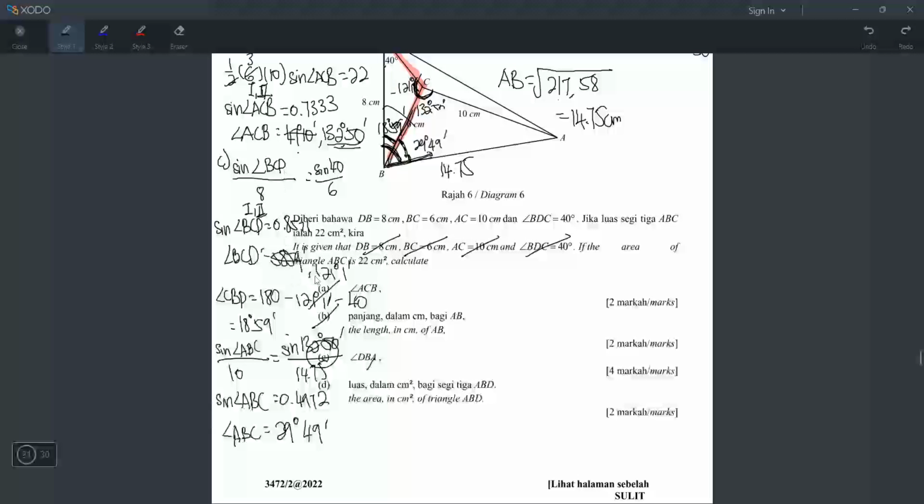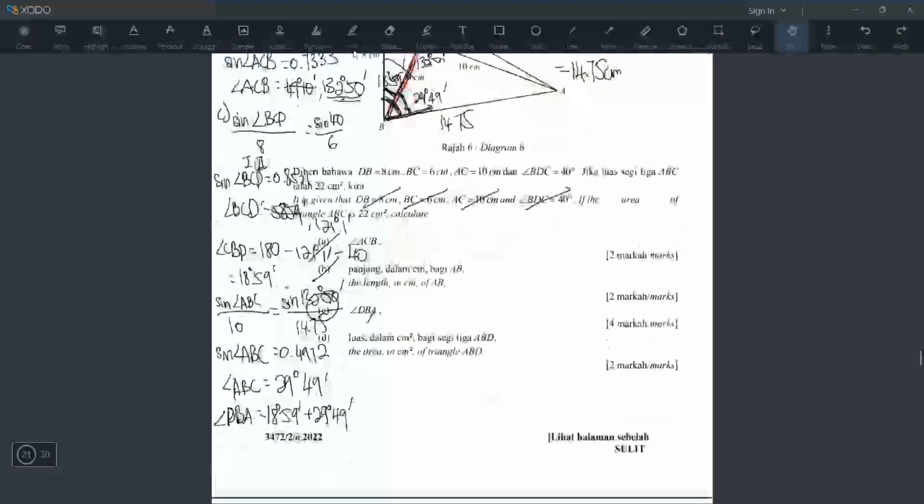Then why did I do that just now? Why did I take 180 minus just now? Because just now it was quadrant 2. The angle was obviously more than 90. But in this case, this ABC angle is less than that. Okay, so now I can finally find DBA. DBA is actually 18 degrees 59 minutes plus 29 degrees 49 minutes. So now you get your final answer finally.